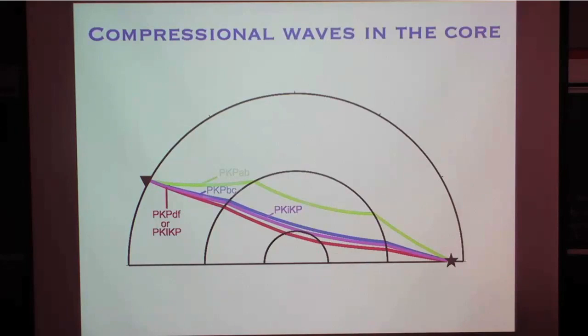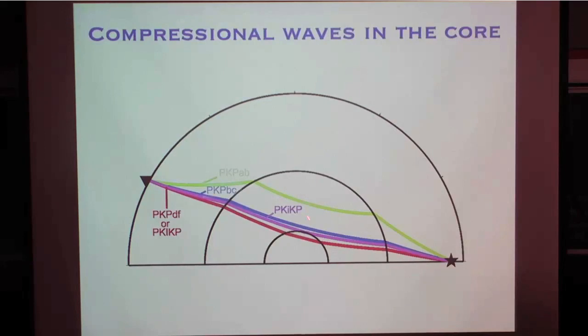We also call PKIKP PKPDF. That's just a labeling convention. We see the purple line next to that, PK little IKP, and so you really do actually have to say little I in the middle of that. PK little IKP actually bounces off the inner core boundary. Okay? So it cares a lot about the properties at that interface.